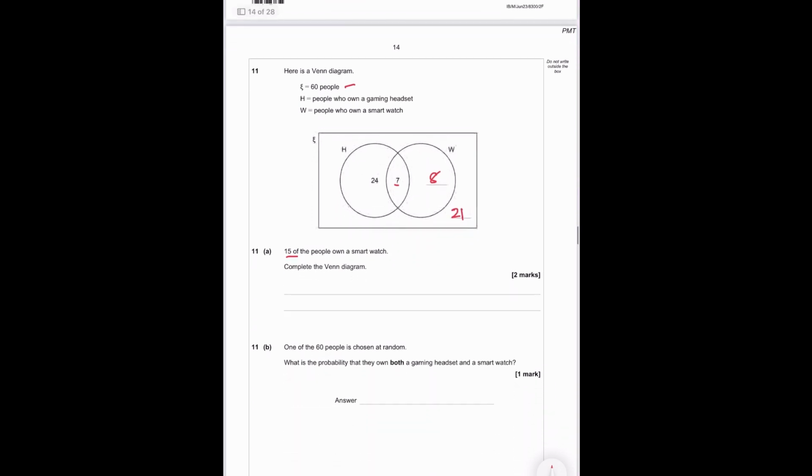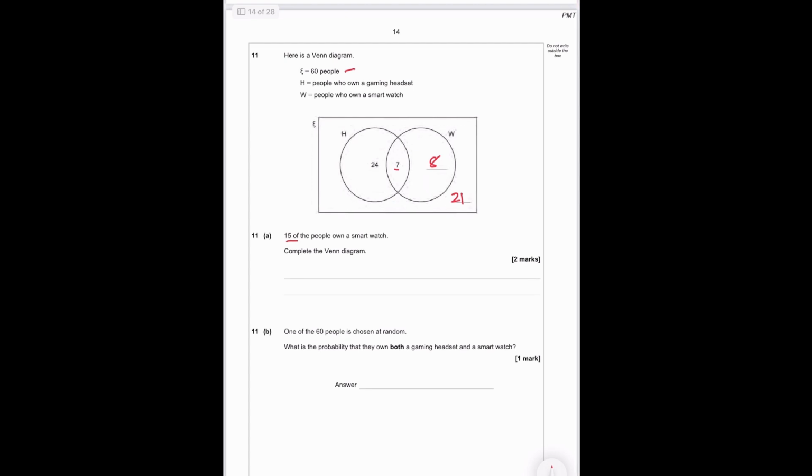One of the 60 is chosen at random. What's the probability they own both a gaming set and a smart? So that's the middle bit there. So that is 7 out of 60.